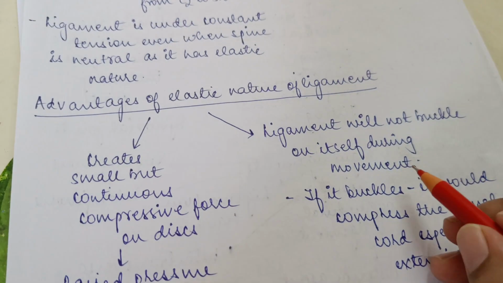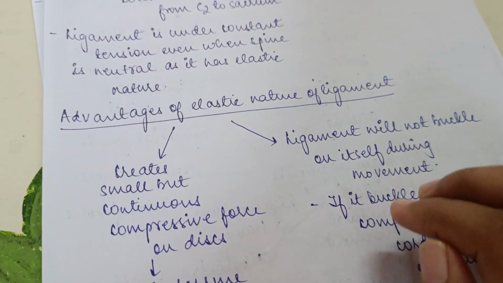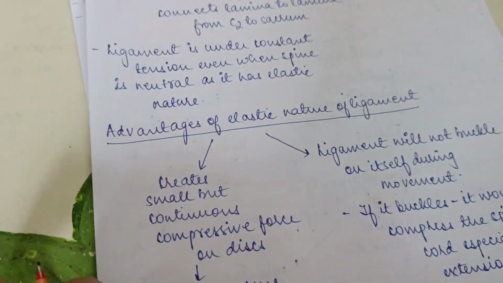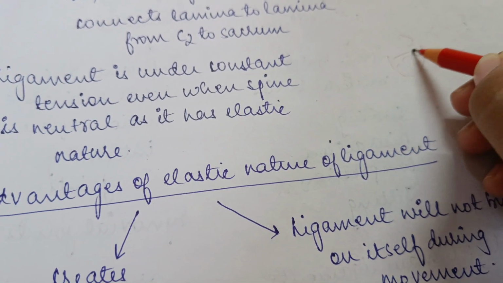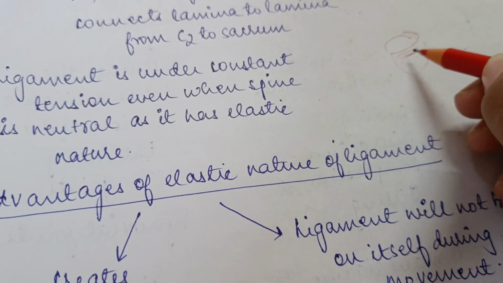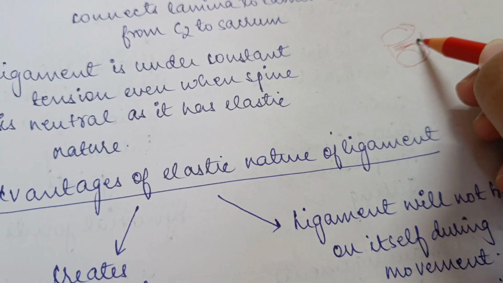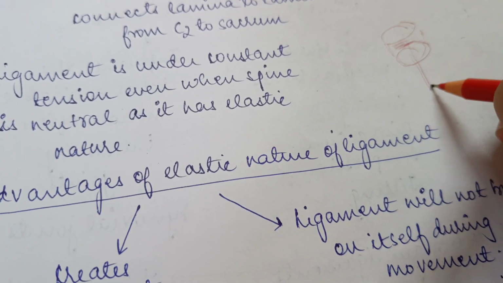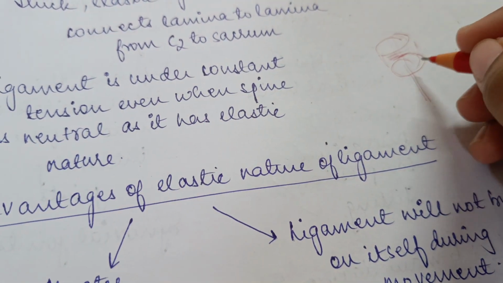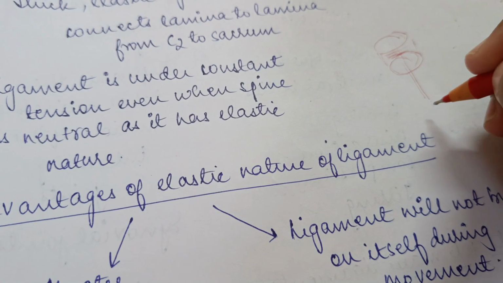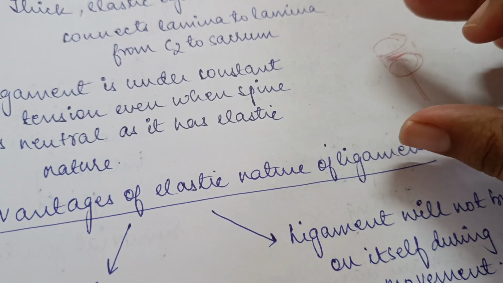Another advantage is this ligament will not buckle on itself. It is an important property of a ligament to not buckle. See, whenever there are discs, for example, these are some vertebral bodies and the disc is in between. Sorry for the lighter diagrams because I didn't want to spoil my notes. So suppose this is the vertebral body and the disc is in between, and the ligaments are the connecting structures which are present between the bodies and the disc. Now they should maintain their properties so that they do not collapse.